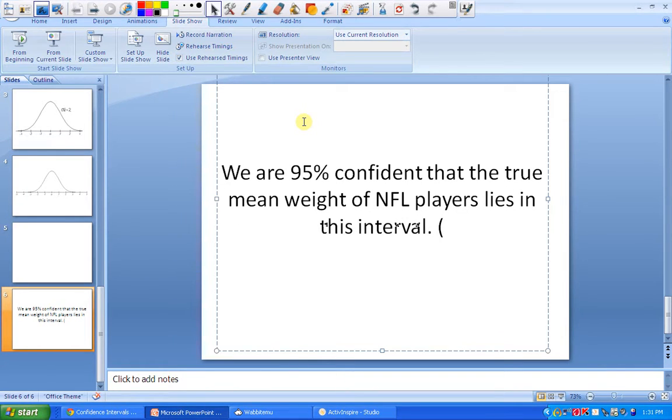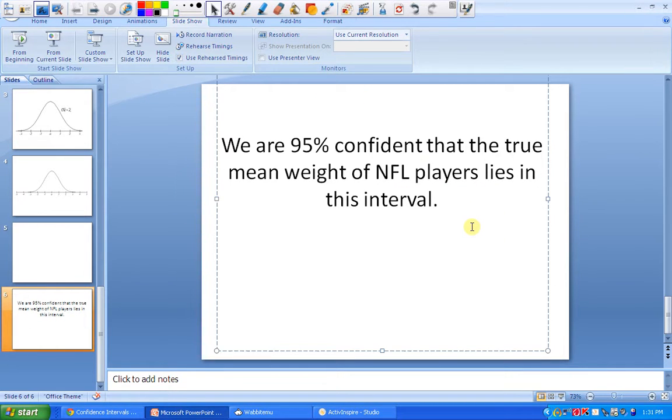Of course, you have to find the interval first. Last time we got 251 and 259. But if you've already stated the interval, you don't have to put it inside your interpretation. So that's my statement. Now, sometimes you're going to be asked, what does 95% confident really mean?